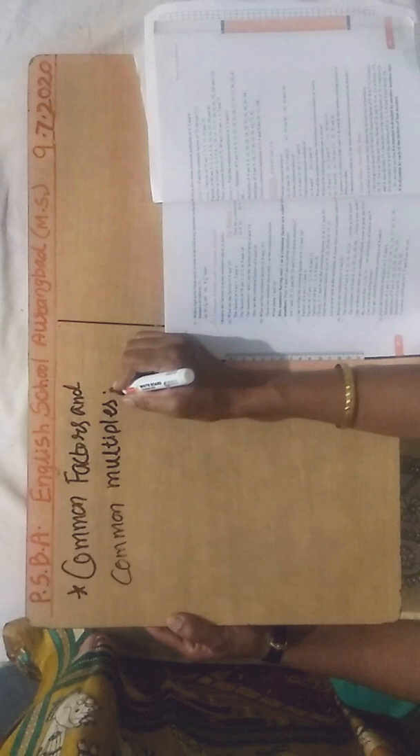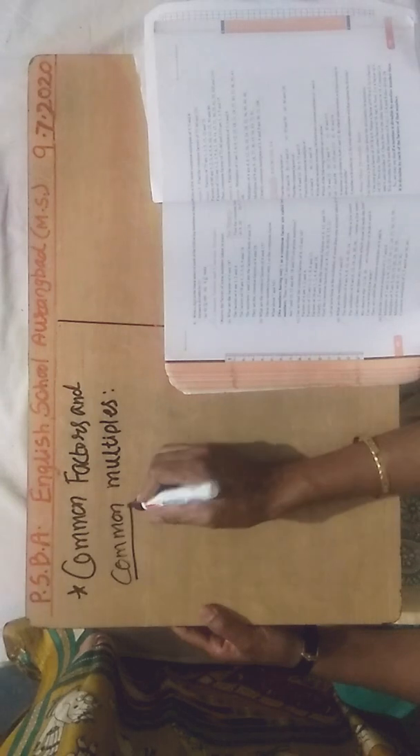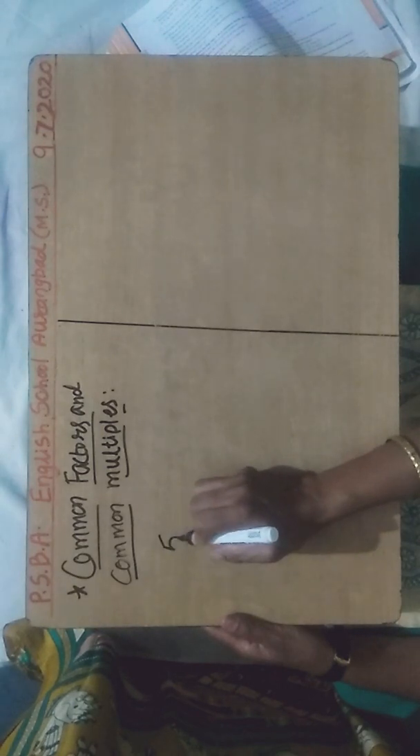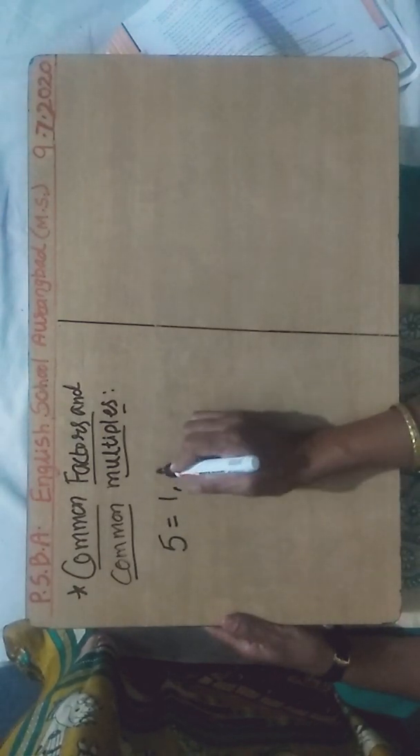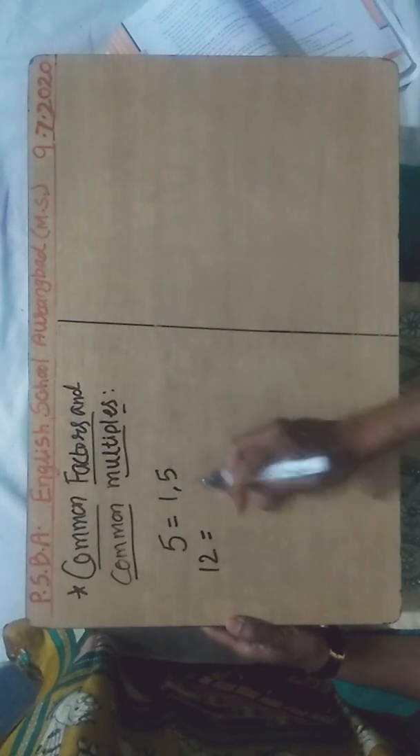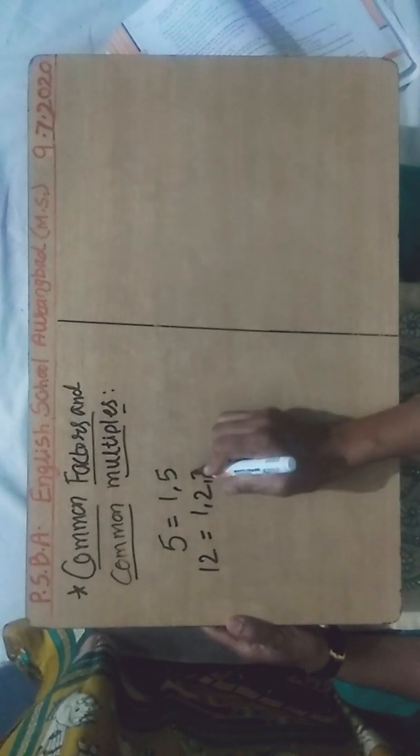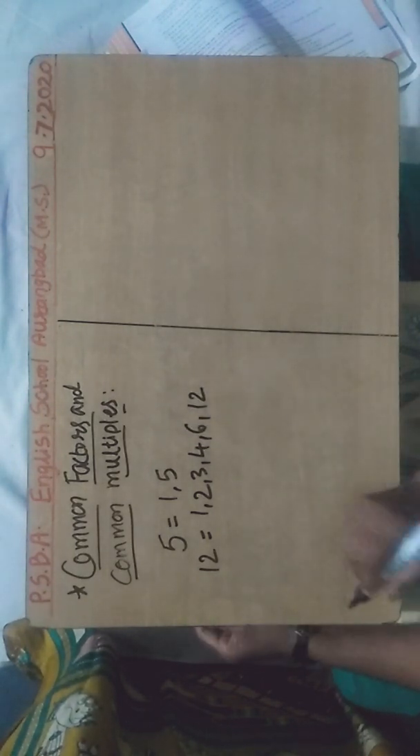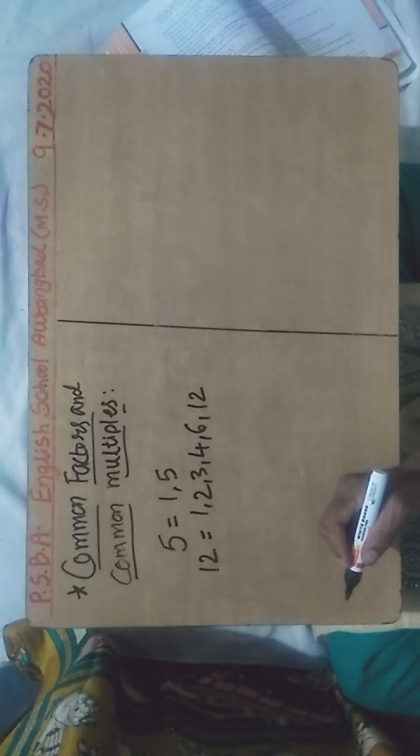Here we know the two terms, factors and multiples. If I tell you to find the factors of 5, as I have told you, the factors of 5 will be 1 and 5, right? Then suppose we want to find the factors of 12. Factors of 12 are 1, 2, 3, 4, 6 and 12. These are the factors of 12. Like this we can find the factors.